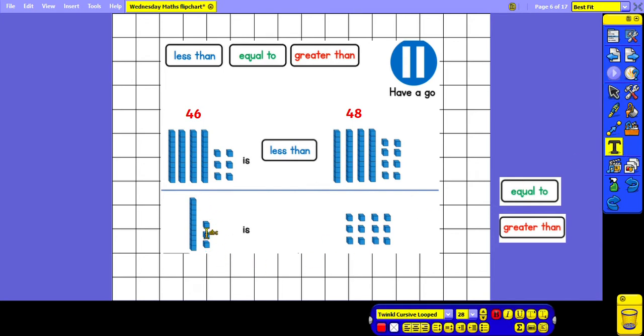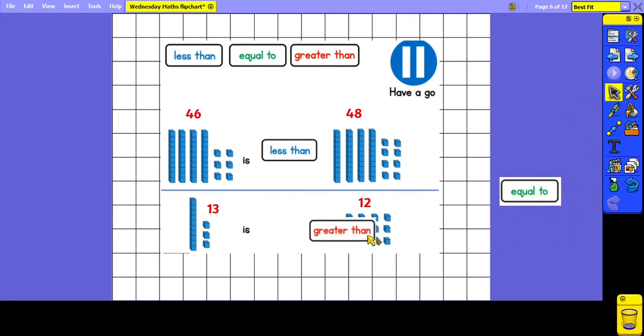Okay, and then if we move on to the second question, there is 1 stack of 10 and 3 ones, which is 13. And on the other side, we have got 12 ones. And if we compare 13 and 12, we can say that 13 is greater than 12.